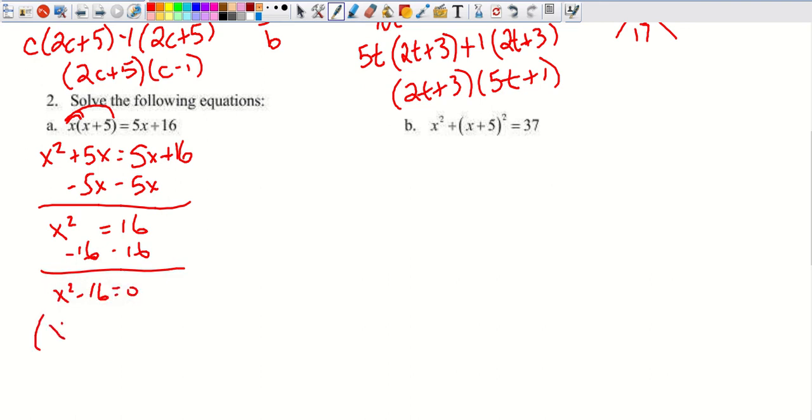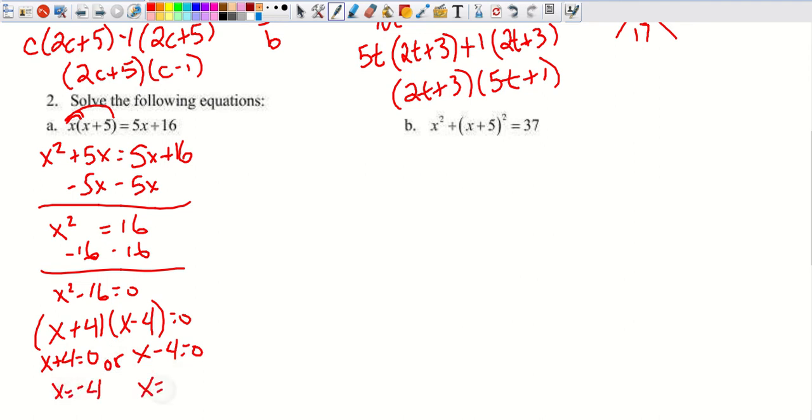And then I can do my factors. So this is x plus 4, x minus 4 is equal to 0. And I'll show you another way to solve this in a second. And then our zero product property, if x plus 4 is equal to 0, the other one is x minus 4 is equal to 0. There has to be an or in between because it could be either of these. And then our two answers is x is equal to negative 4 or x is equal to 4.